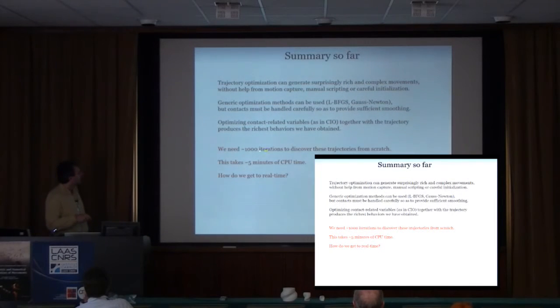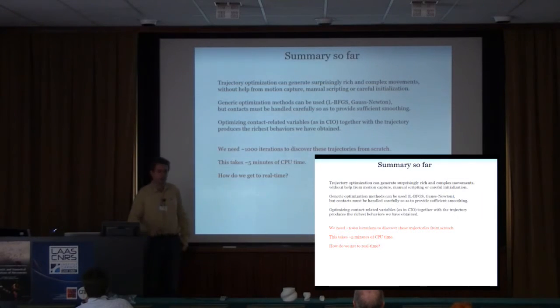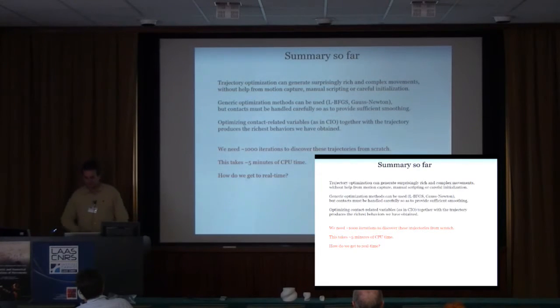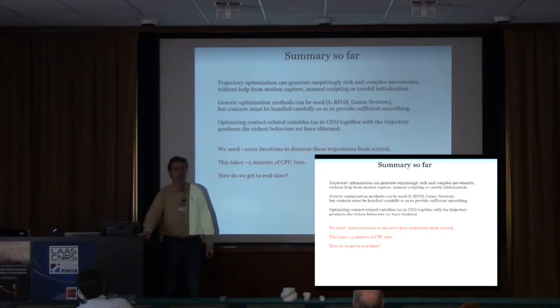Now, it takes about 1,000 iterations of a Gauss-Newton method to discover these things from scratch, without knowing anything, which takes around 5 minutes of CPU time on a good workstation. So that's good, but if we want to use this for real-time control, we obviously have to do something else. We cannot sit there and think for 5 minutes before we move, although some robots have done that. In fact, most of the fancy robot demos that you see nowadays are exactly that.